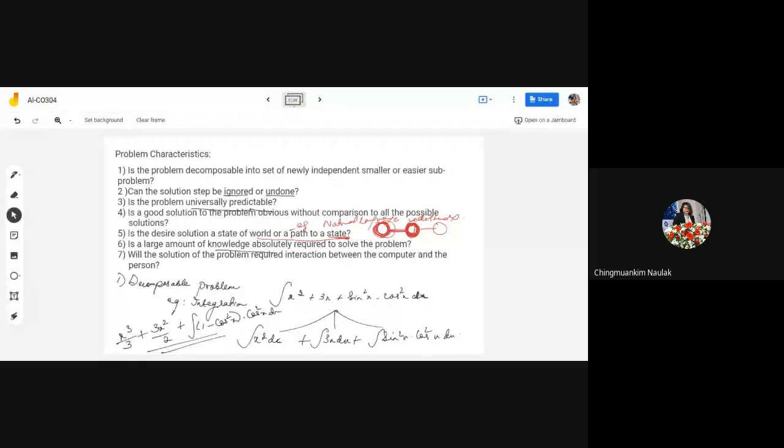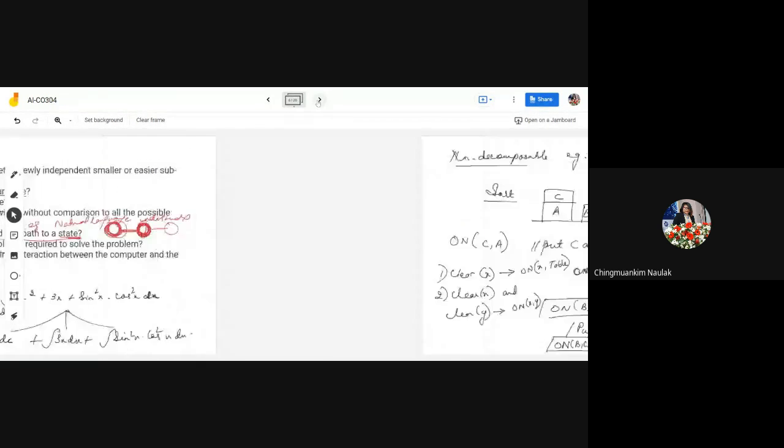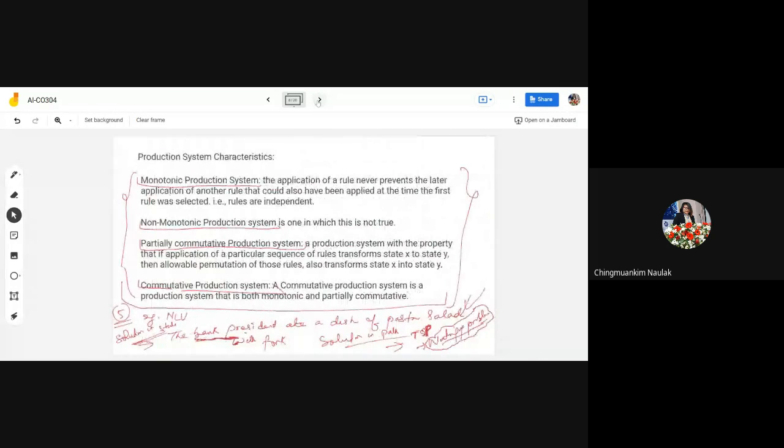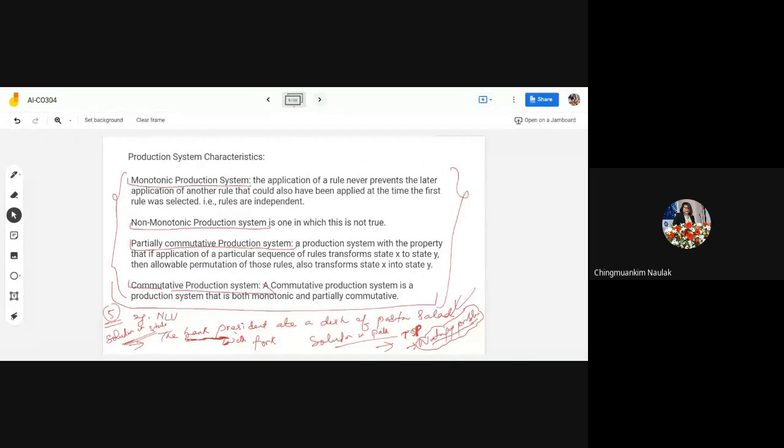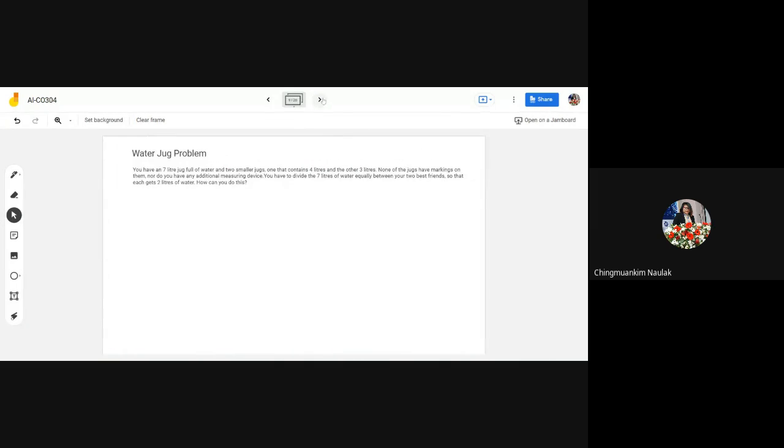In the last class, we discussed problem characteristics and production system characteristics, and I said that we will discuss a problem on water jug. So that's what we're going to do today.